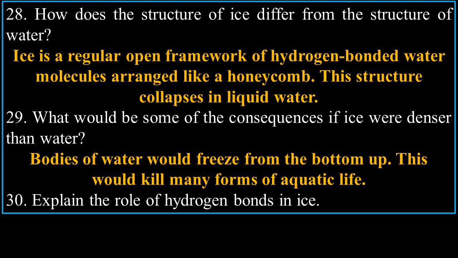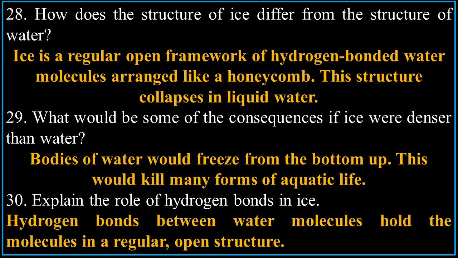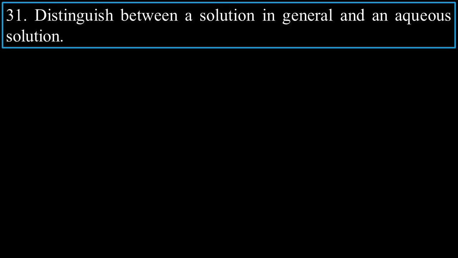Explain the role of hydrogen bonds in ice. It forms this tetrahedron, a kind of diamond-like quality. Hydrogen bonds between the water molecules hold the molecules in a regular open structure. I like my answer better.